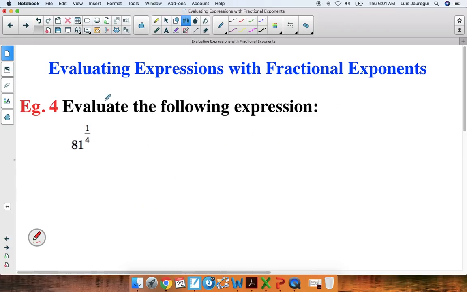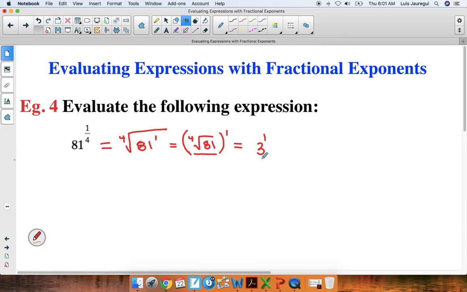And our last example, evaluate the following expression: 81 to the 1/4 power. So we can rewrite this as 81 to the 1st power under the 4th root, or changing the order around, you have the 4th root of 81, and we're going to raise this to the 1st power. So what is the 4th root of 81? Well, the 4th root of 81 is 3. So this part is just 3, and we're going to raise that to the 1st power.